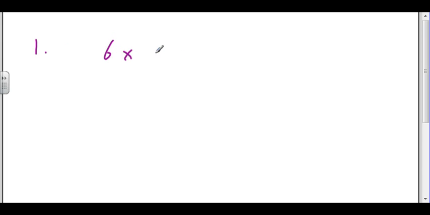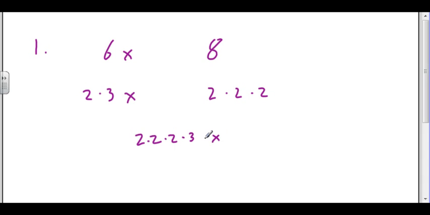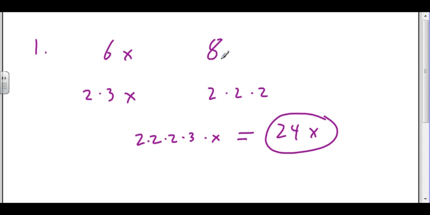All right, so we'll look at number 1. I've got 6x and I have an 8, and I want to find the lowest common denominator. Well, the 6 is 2 times 3 times x, and the 8 is 2 times 2 times 2 times nothing. And so I'm going to have three 2's, and I'm going to have to have a 3, and I'm going to have to have an x to find my lowest common denominator. What's 8 times 3? 24? 24x is my lowest common denominator. So I factor out the denominators in the problem, and I find out what is common about them.